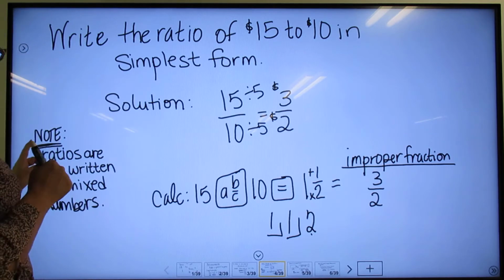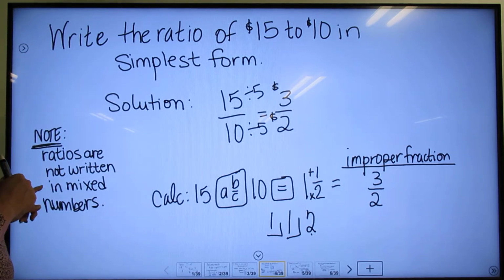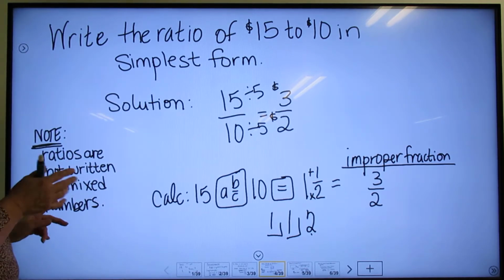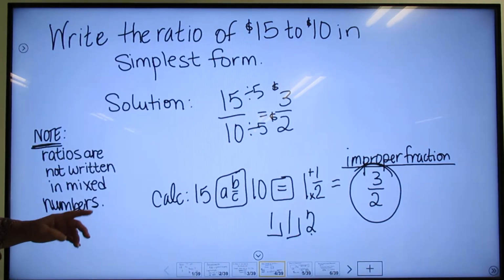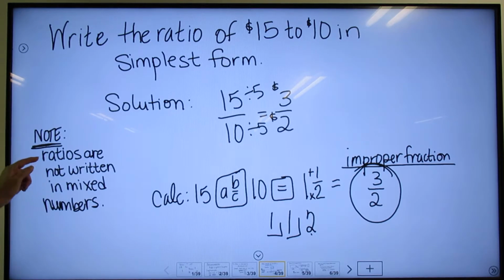I don't know how they would say it in a word sentence. So ratios are not written in mixed numbers. So that's probably why we had to go back and put it into an improper fraction. They're not written in mixed numbers.